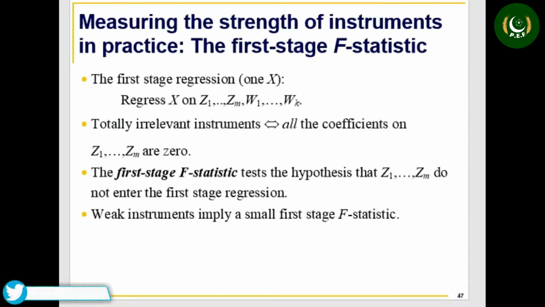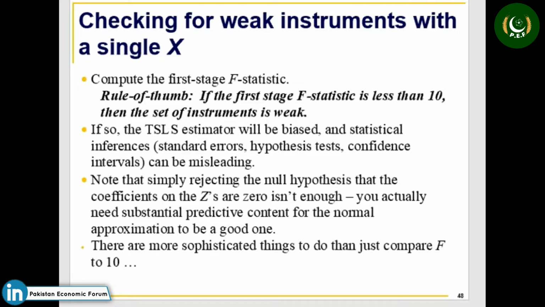So how do we test whether an instrument is weak or not? The mechanism for this one is to regress X on all instruments and all exogenous regressors. Exogenous regressors I have discussed in my video 2 on instrumental variable regression. If this F statistic is less than 10, instruments are weak. If this F statistic is more than 10, instruments are strong. That's that simple rule of thumb.